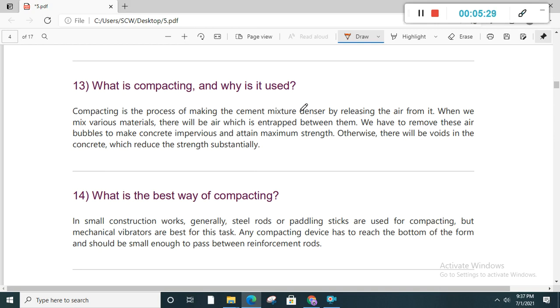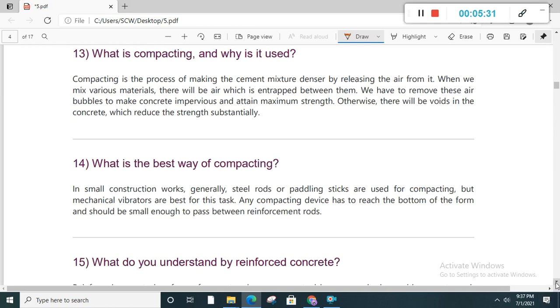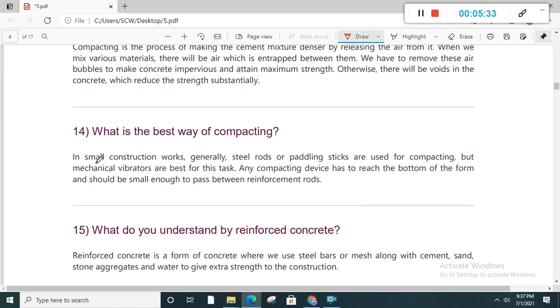Then next question, what is the best way of compacting? In small construction works generally, steel rods, paddling sticks are used for compacting. So generally for concrete we are using steel rods.